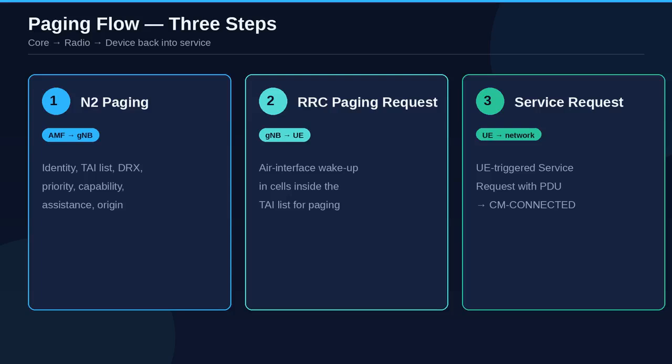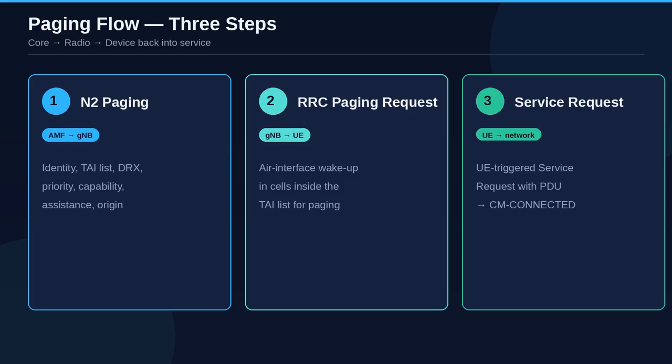The happy path has 3 clean steps. Keep this map in your head. Every detail later hangs on it. Step 1. The AMF sends an N2 paging message to one or more GNB nodes. Those GNBs belong to the tracking areas where the UE is registered. The message is packed with identity, area list, DRX timing, priority, radio capability hints, assistance data, and paging origin.